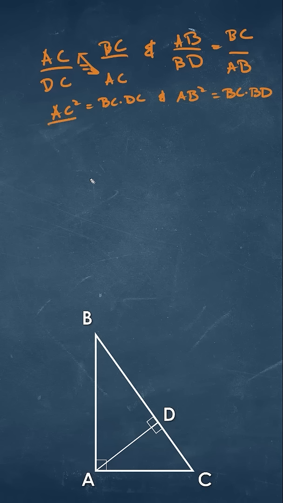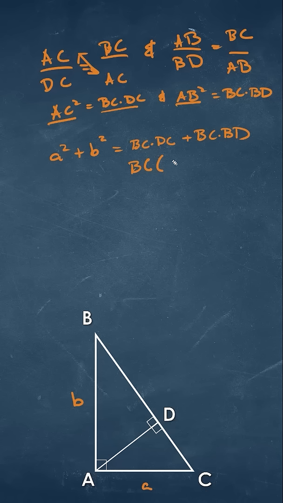Well, we know that the length of AC is the same as A. The length of AB is the same as B. So since we have A squared, we can say A squared plus B squared is equal to this value, which is going to be BC times DC plus BC times BD. Simplifying that out, we can factor out a BC, so we get DC plus BD. And we know that BC is the hypotenuse, which we call C, and that DC plus BD is another length of C. So we have C times C, so therefore A squared plus B squared is equal to C squared.